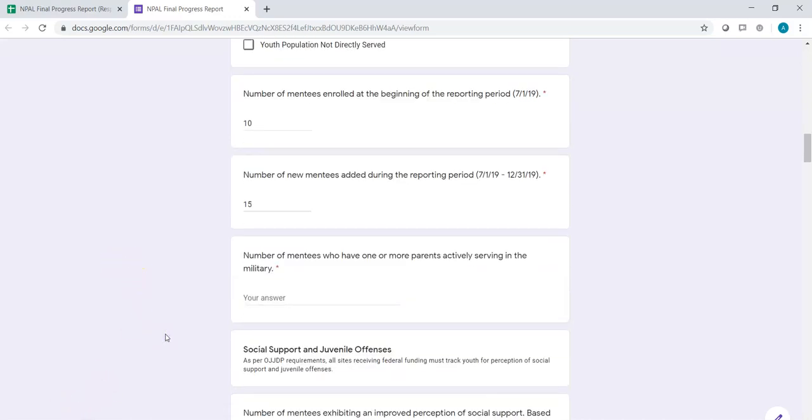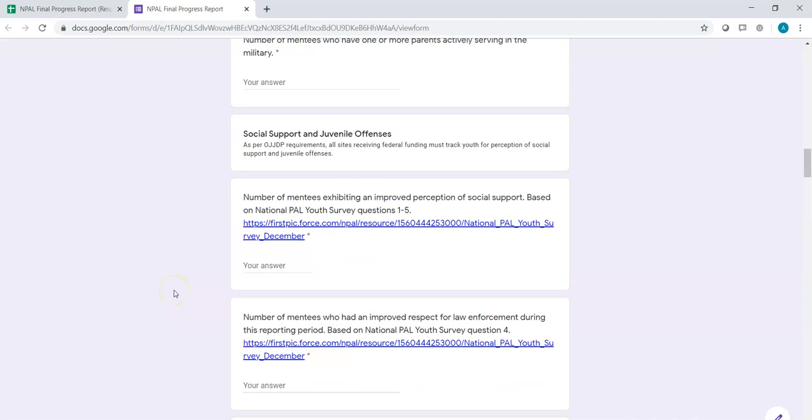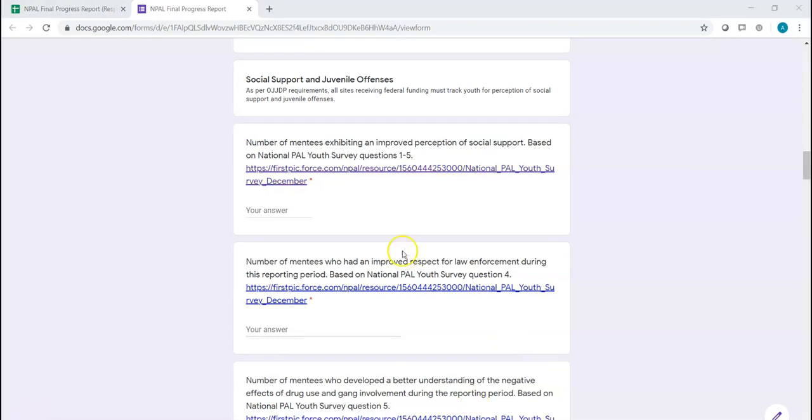Next question is just number of mentees who have one or more parents actively serving in the military. And then we're going to go into social support. So these next questions are in direct reference to the youth survey that you are required to give out to all the youth participating in your program twice a year. Again, many of you have already seen this survey.